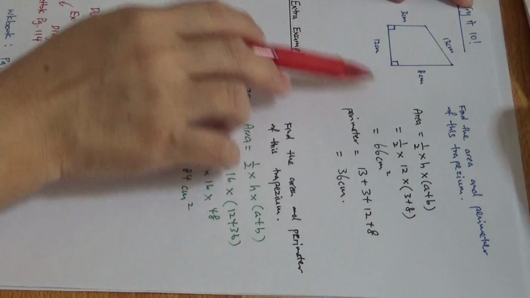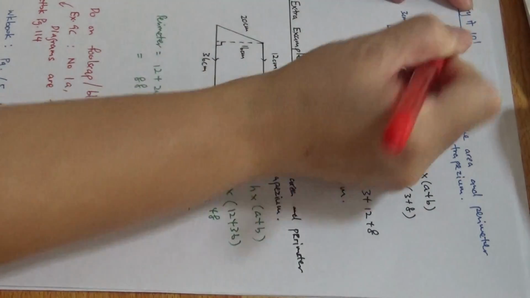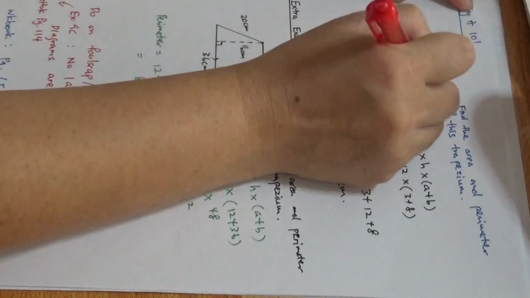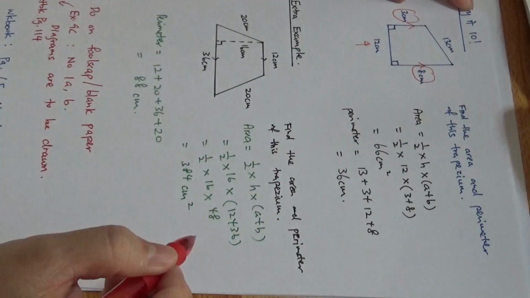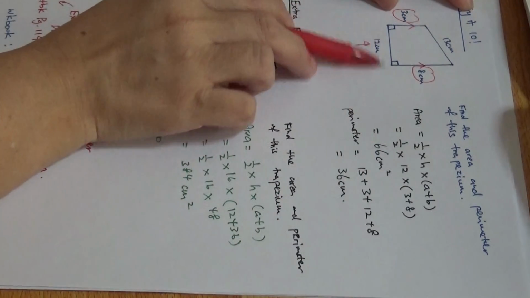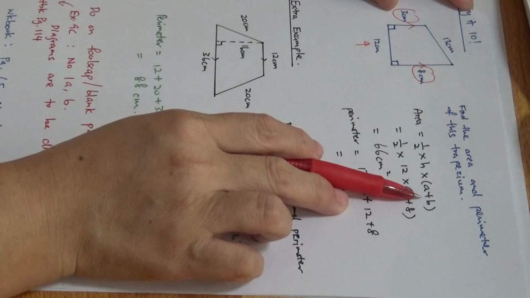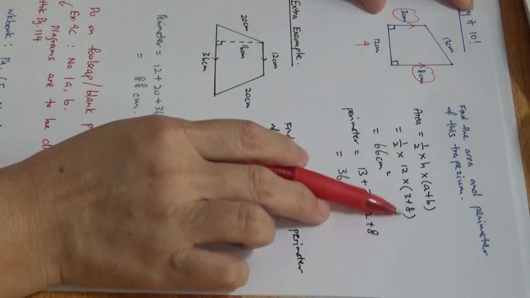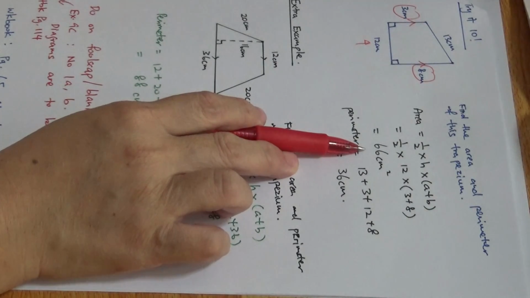Okay, now in order to find the area, we must know the two parallel sides. Note that these two are the parallel sides. So this and this will be the parallel sides. This will be the height. Okay, height is always perpendicular to the parallel sides. So half times height times sum of parallel sides. Half times 12 times 3 plus 8. So you'll get 66 cm square.